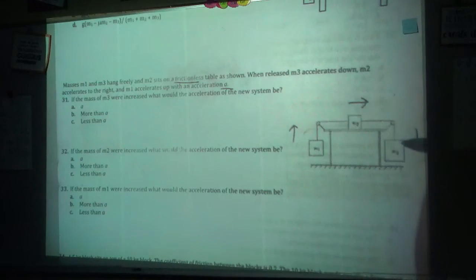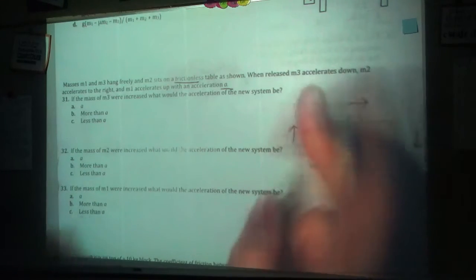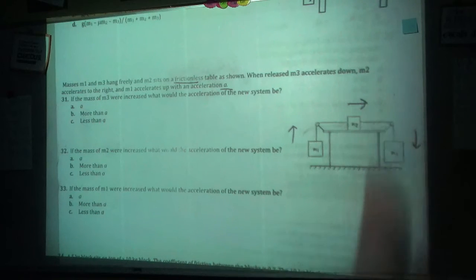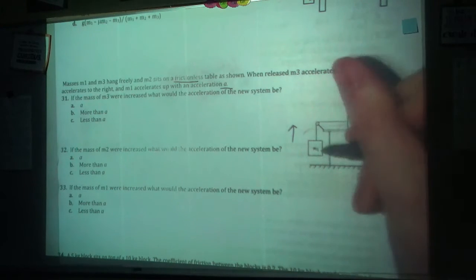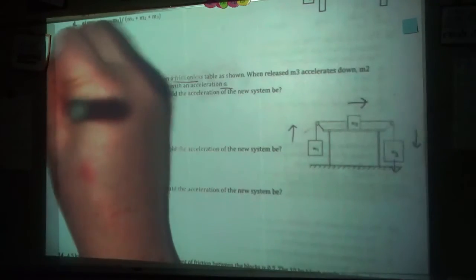So let's think about M3 as the force that is like your net force, kind of, subtracting this force pulling back. This is the force that is causing it to move in this direction. So if you increase this mass, now you have a greater force pulling down, which is like pulling the whole system around like this. So you should have more acceleration than before.